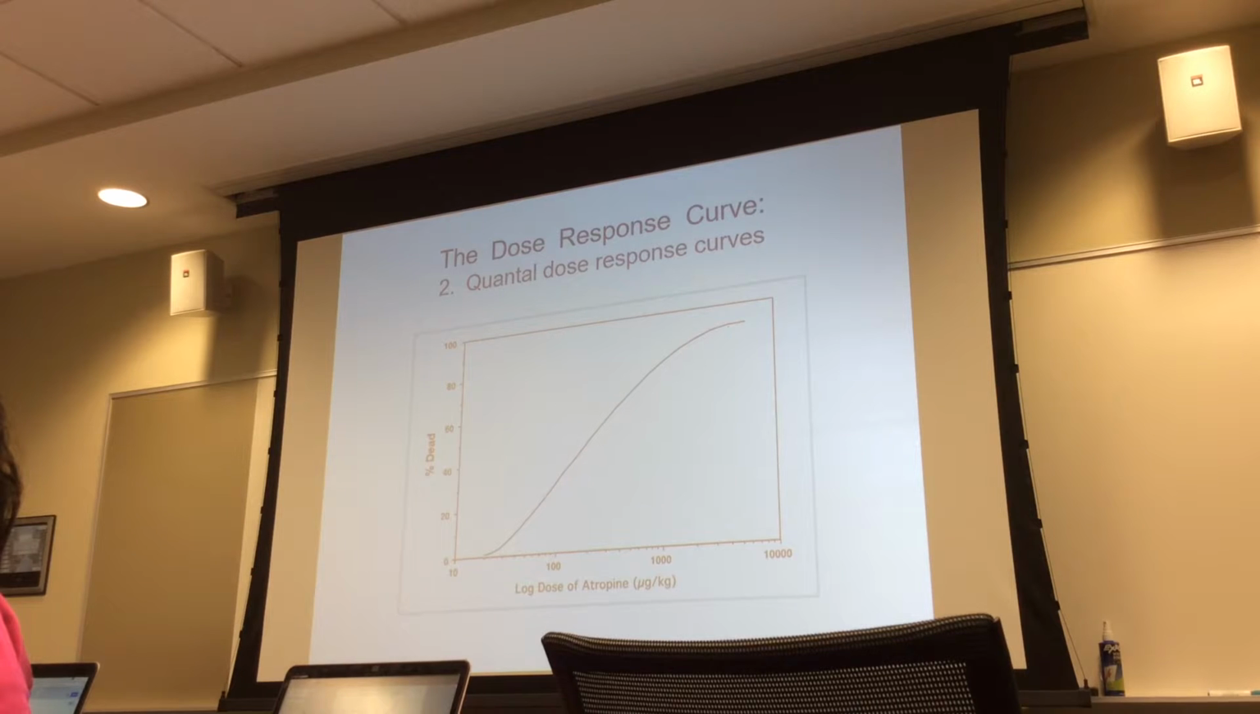So at 100 microgram per kilogram of atropine, 20% of the test animal was dead. At 1,000, 60% was dead. At 10,000, almost 90% of the animals is dead, and so on. So the response is yes or no. It's not gradual increase. That's why it's called quantal dose response curve.